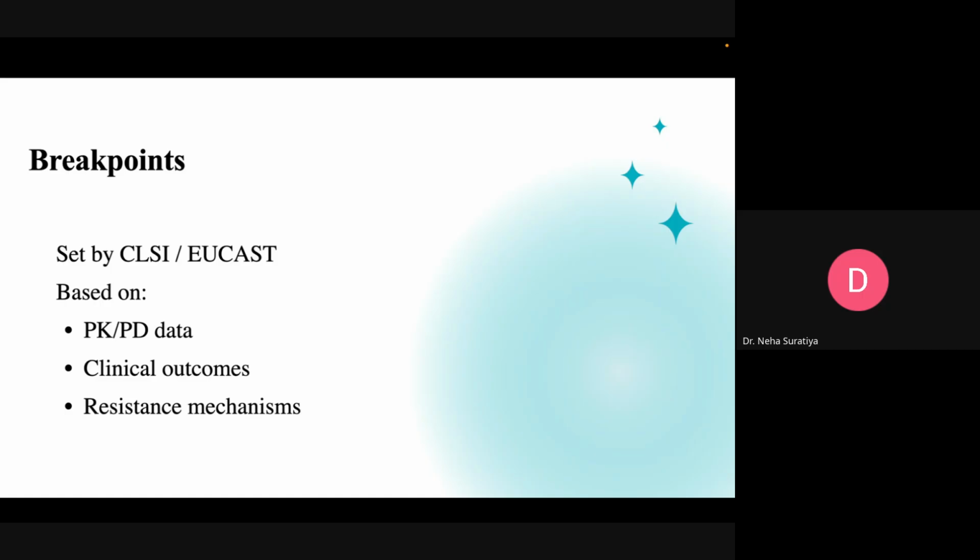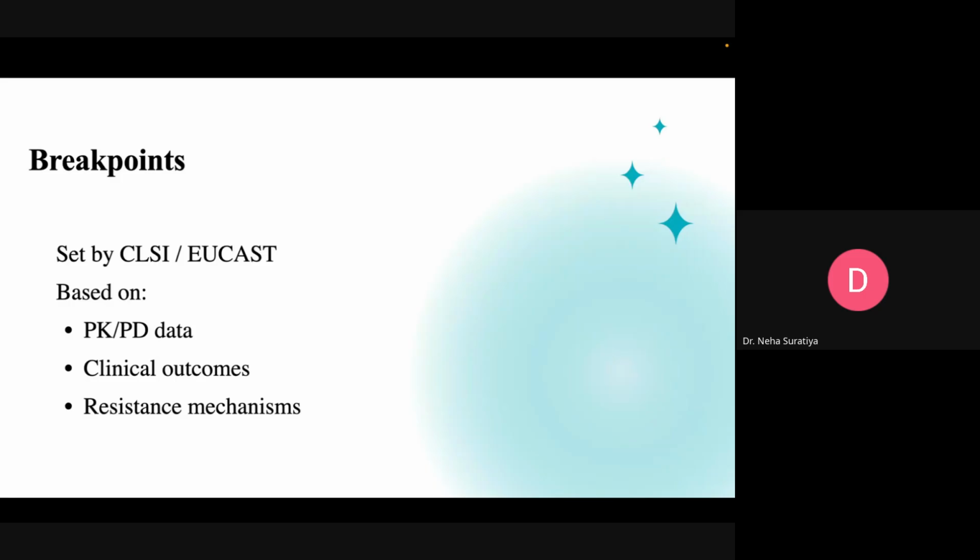Let me give you an idea. The EUCAST guideline is stricter, guys. It is stricter about breakpoints. Many drugs are sensitive as per CLSI guidelines, while many of those drugs are written as resistant as per the EUCAST guidelines. EUCAST has stricter guidelines, but in India we have CLSI. So these breakpoints, which can be susceptible, resistant, or intermediate, are set by these two independent bodies. These two are international bodies working on this.